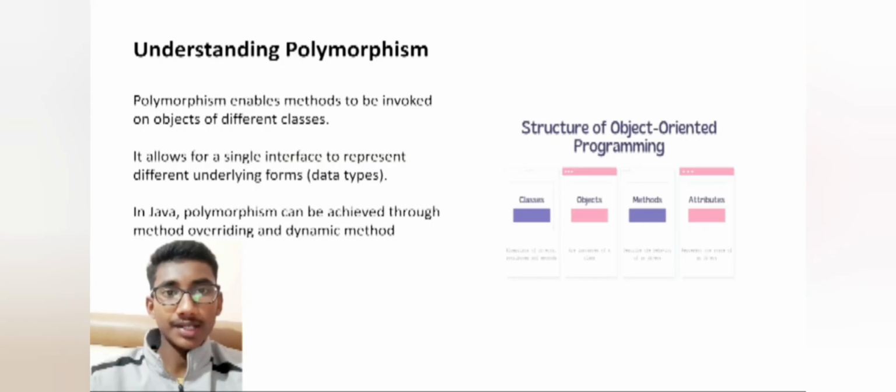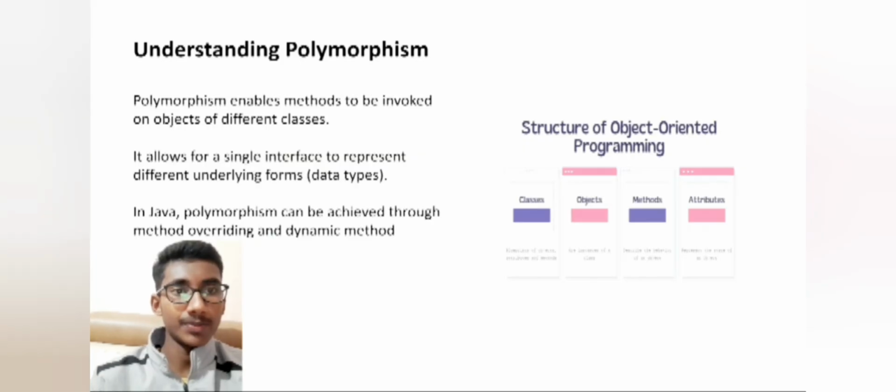Next, we discuss understanding polymorphism. Polymorphism enables methods to be invoked on objects of different classes. It allows for a single interface to represent different underlying forms, data types. In Java, polymorphism can be achieved through method overriding and dynamic method dispatch. And we can discuss the structure of object-oriented programming. First, we discuss the classes, objects, methods, attributes.